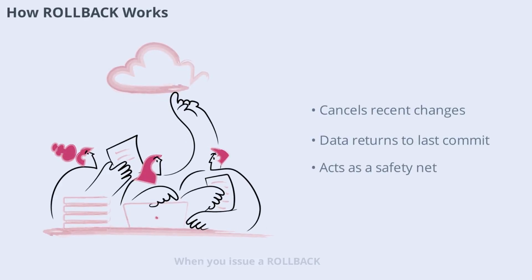When you issue a rollback, the database cancels all changes made since your last commit. This means any inserts, updates, or deletes are reversed and the data returns to its previous state. It's a safety net for your transactions, ensuring you can recover from errors before they become permanent.